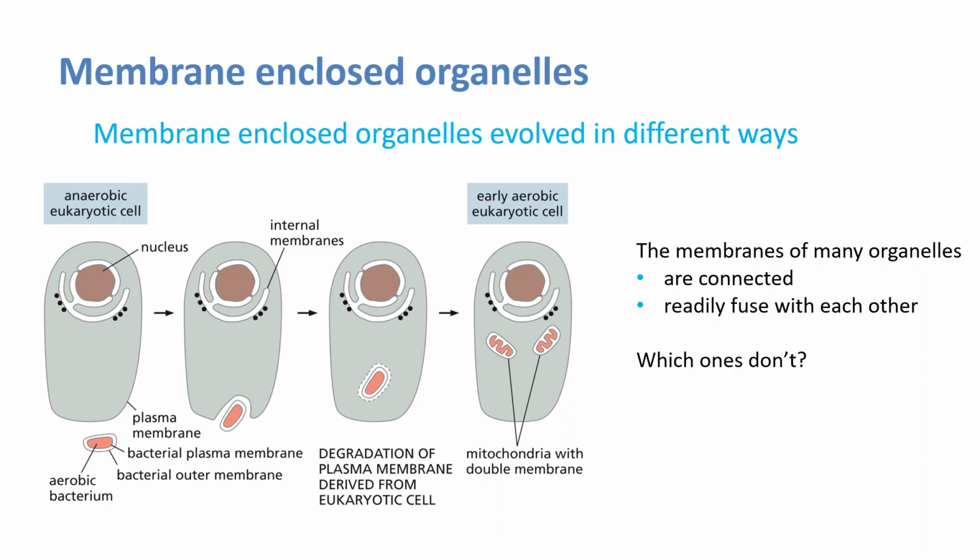So we know that the membranes of many organelles in eukaryotic cells are either connected to each other directly or can readily fuse with each other.